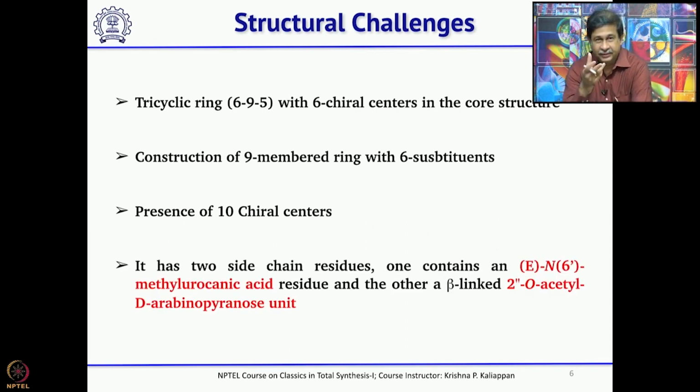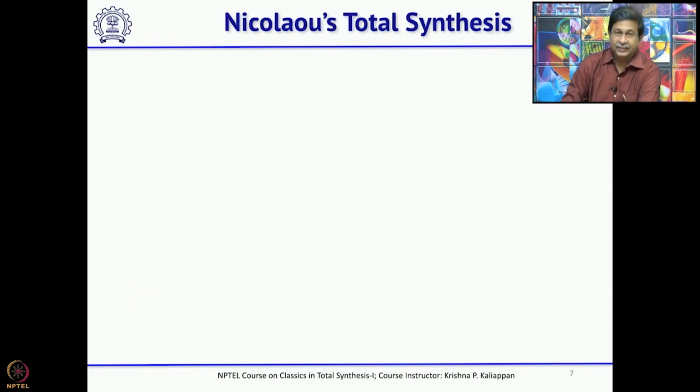In addition to the core structure, that is the tricyclic ring of 6-membered, 9-membered and 5-membered rings, it also has 2 side chains, one at the northern hemisphere, which is an alpha beta unsaturated system, and down below it has an arabinose system. These are the 2 side chains. So, a successful synthesis of Eleutherobin should address not only the synthesis of the core structure, but also an efficient synthetic route to the 2 side chains.